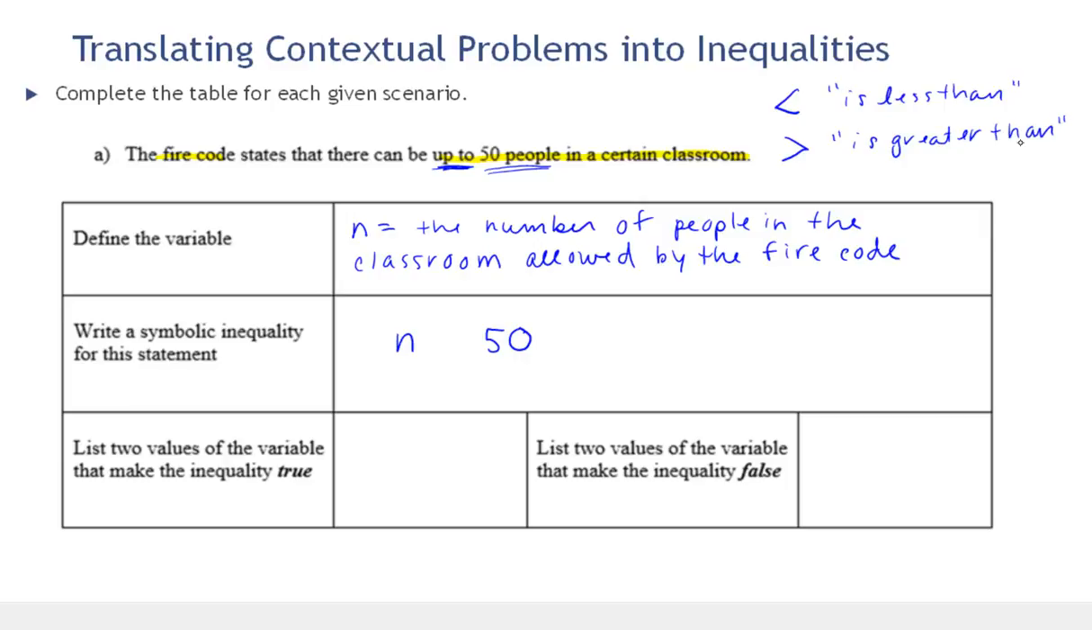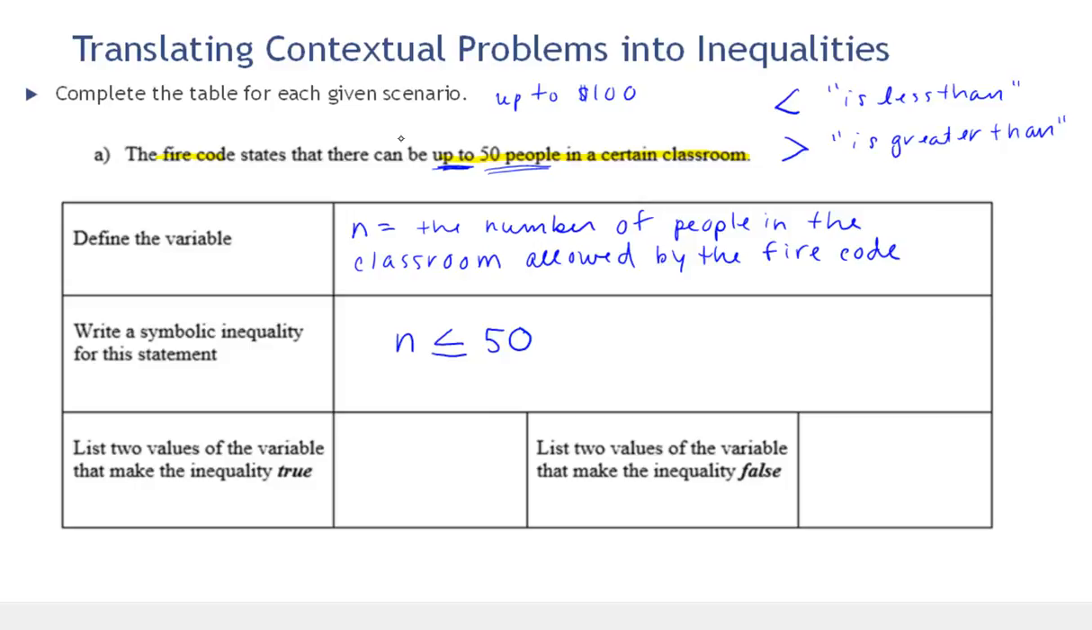So one way to think of this, I think thinking about money and how much money you make always helps because we can all relate to that. If I said you made up to $100 at work today, well, that would mean you made any value less than $100, and the up to means that $100 is the maximum, so you could have also made exactly $100. Okay? So up to is going to mean less than or equal to. So the number of people in the classroom allowed by the fire code is less than or equal to 50. Okay? So that's how we translate this inequality.